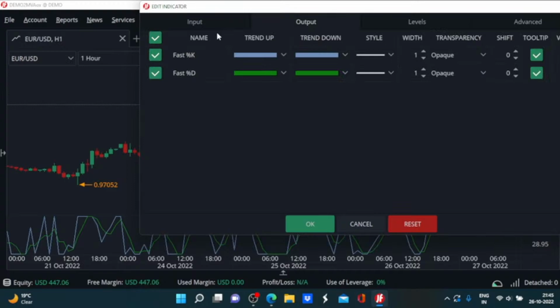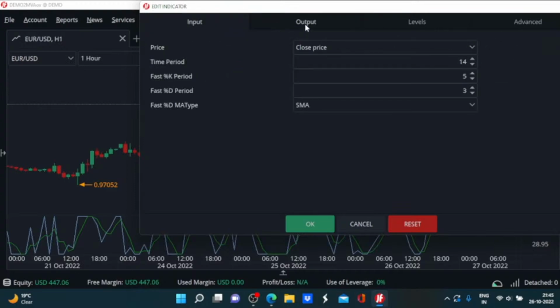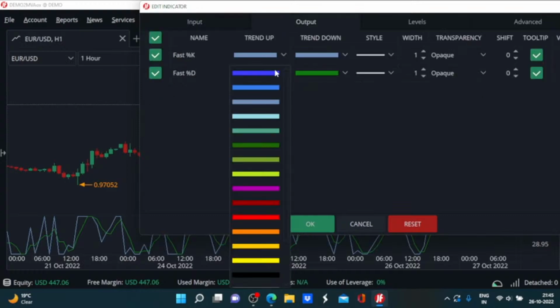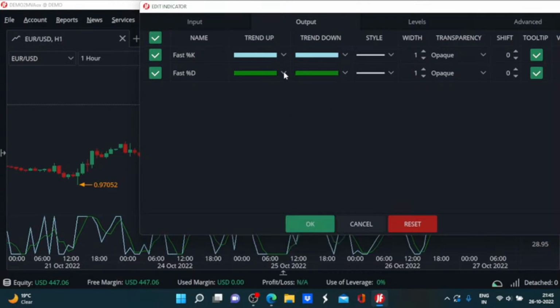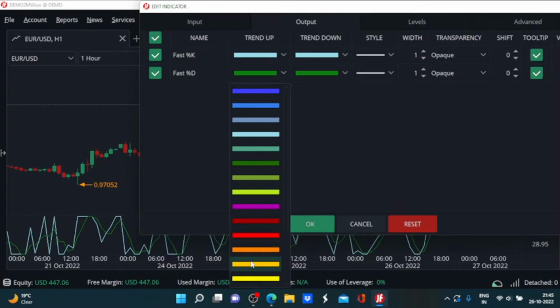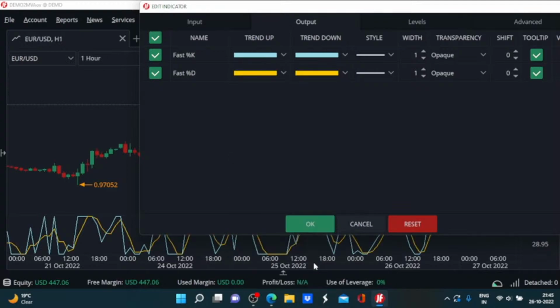Now coming to the output parameters, you can customize these output. Fast percent %k, fast percent %d. All these color combinations are available to you. So if you feel like, you can go for different color combinations. We also get these styling mechanisms for us to tinker with. So suppose if you don't really like a plain straight line, then you can increase or decrease its width. Transparency can also be increased or decreased. So all sorts of options are there to play around and make a chart look more interesting.